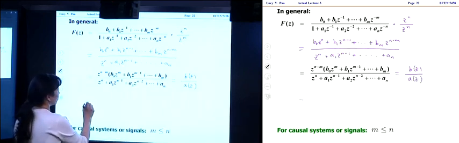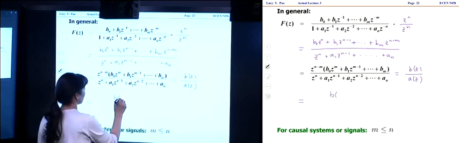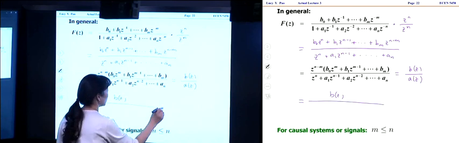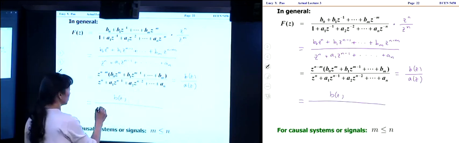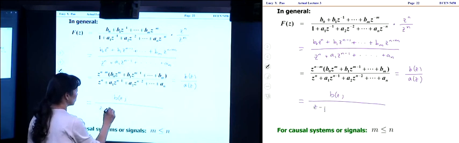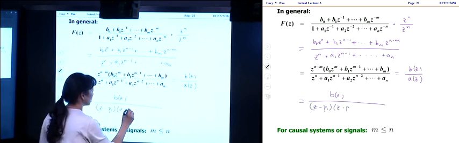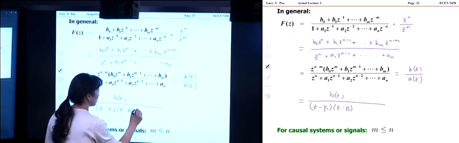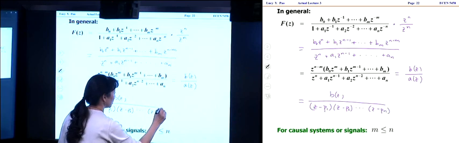And in order to apply the partial fraction expansion, we'll leave b of z as is, but typically we want to factor that denominator polynomial into its poles. So z minus p1, z minus p2, all the way to z minus pn.